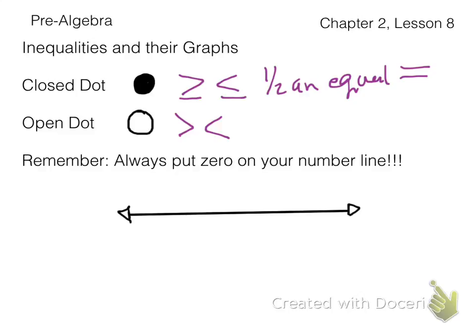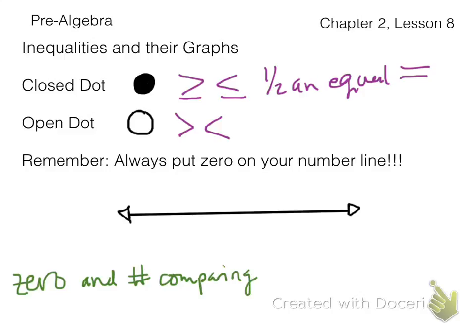Just me being picky as a teacher, I really want you guys to always put 0 on your number line because I always want to see where 0 is so that I know where you know 0 is. You don't have to put every single number on your number line as long as you put 0 and the number you are comparing.